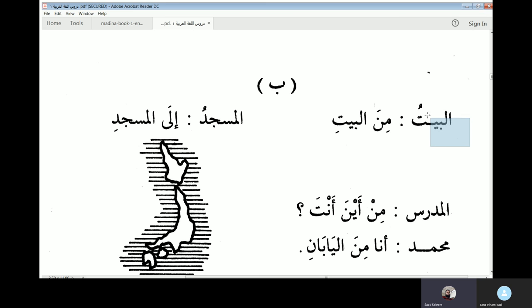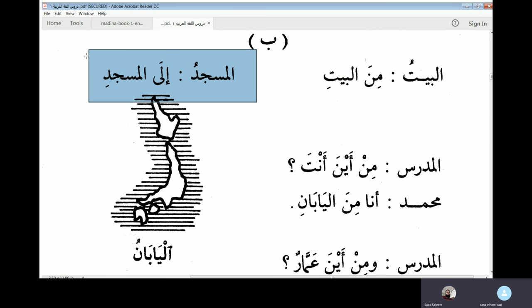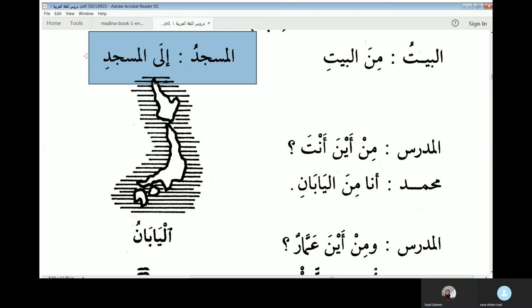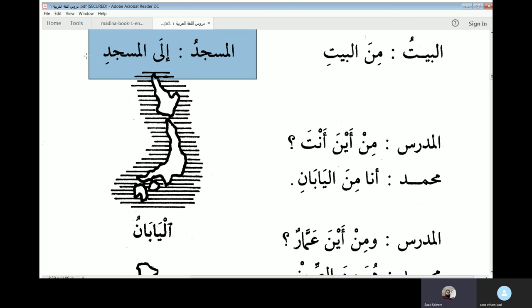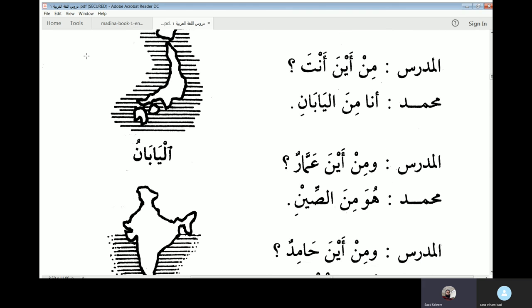Start reading it. Al-baytu min al-bayti. Al-baytu is the house. Min al-bayti is from the house. Good. Al-masjidu, the mosque. Ilal-masjidi, to the mosque. Okay, Mr. Mujaddad, you are Al-Mudarris, and Ms. Sana, you are Muhammad. So Al-Mudarris is me.